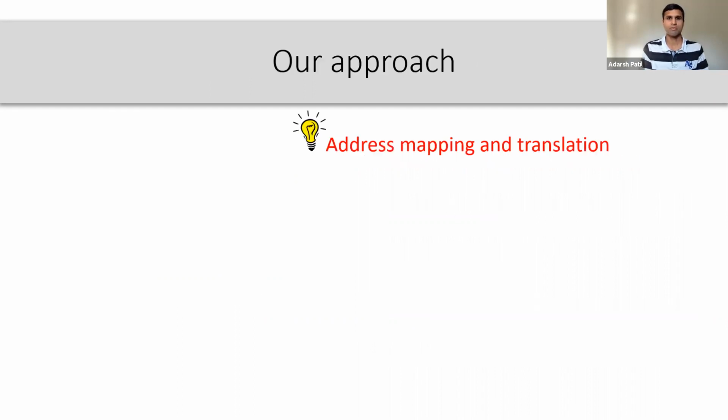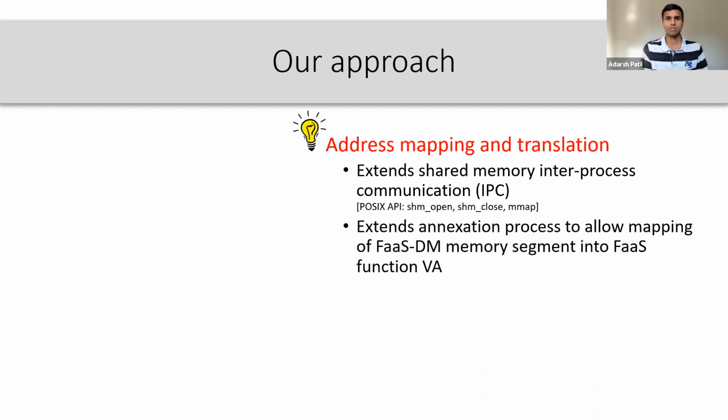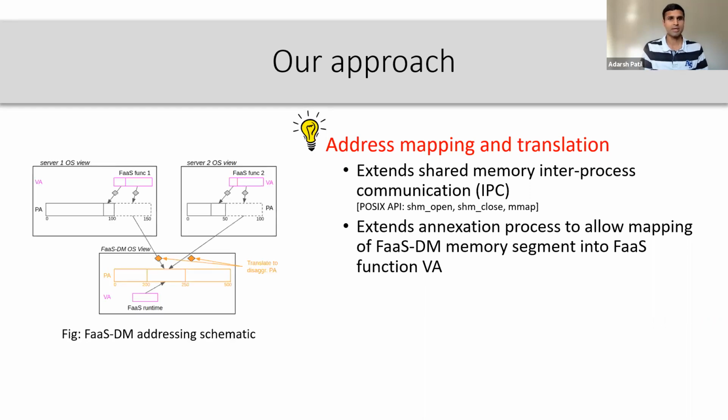Our approach to solving the address mapping and translation problems draws several insights from shared memory systems. First, we extend shared memory IPC APIs to allow sharing between function instances. Second, we extend the process of annexation to allow mapping the disaggregated shared memory segment into the FaaS function's virtual address space. The diagram illustrates the mapping and translation process.